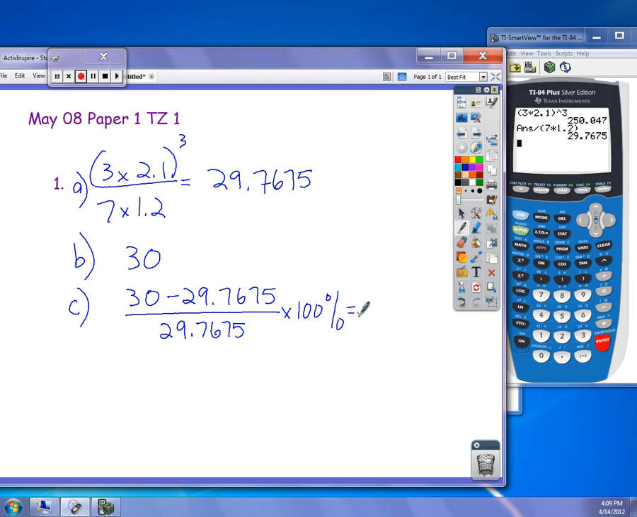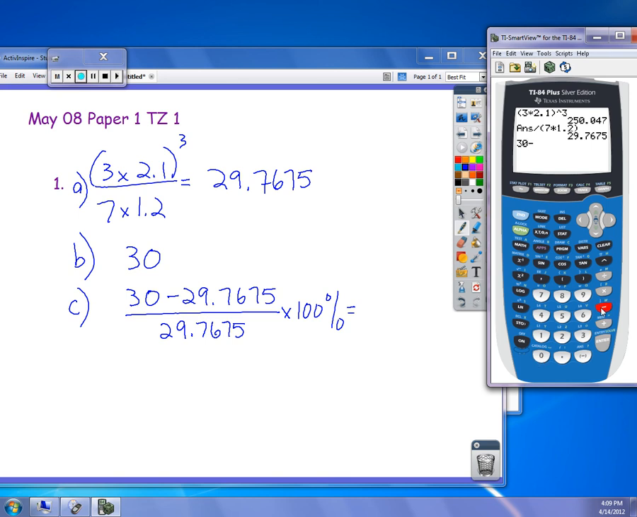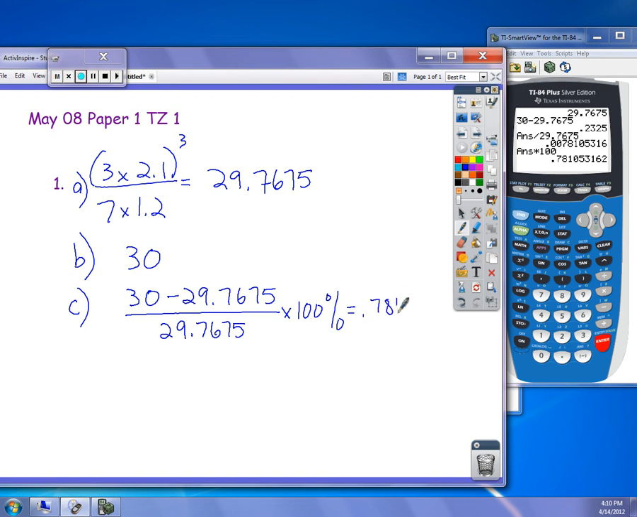Let me just do that in the calculator. 30 minus 29.7675. I'm going to hit enter right there. I'm going to divide the numerator by 29.7675. I'm going to hit enter again, and I'm going to multiply that by 100. Enter. And my answer as a percent is 0.781 percent, to 3 sig fig, because it says unless otherwise instructed to write 3 sig fig.